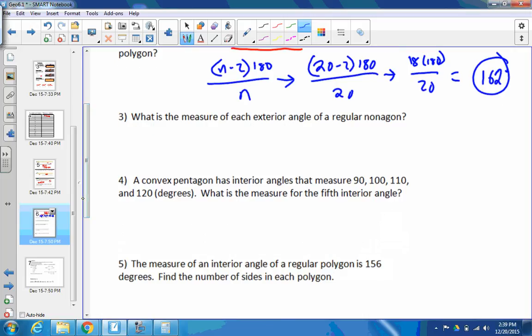All right, number 3, what is the measure of each exterior angle of a regular nonagon? So that would be 9-sided. We just do 360 divided by 9, because exterior angles add up to 360. That leaves you with 40 degrees.